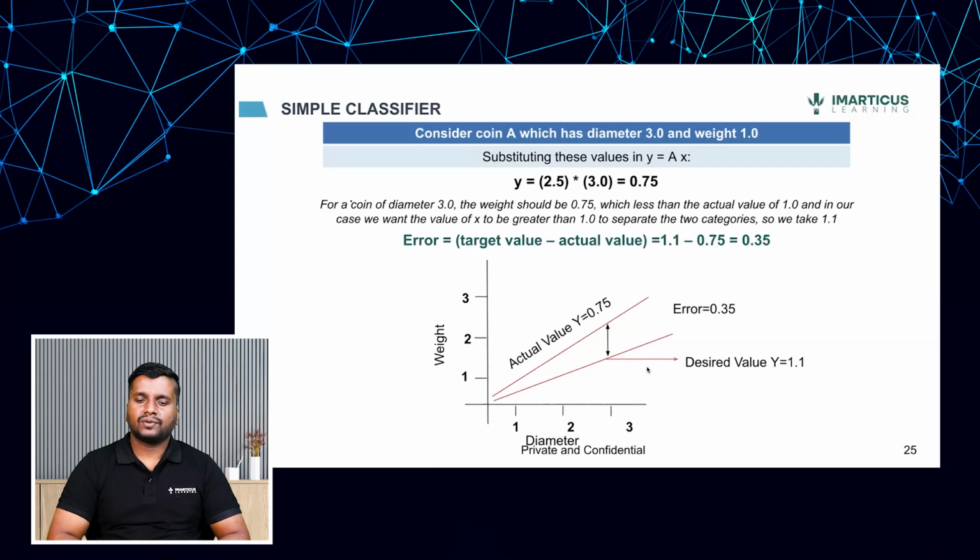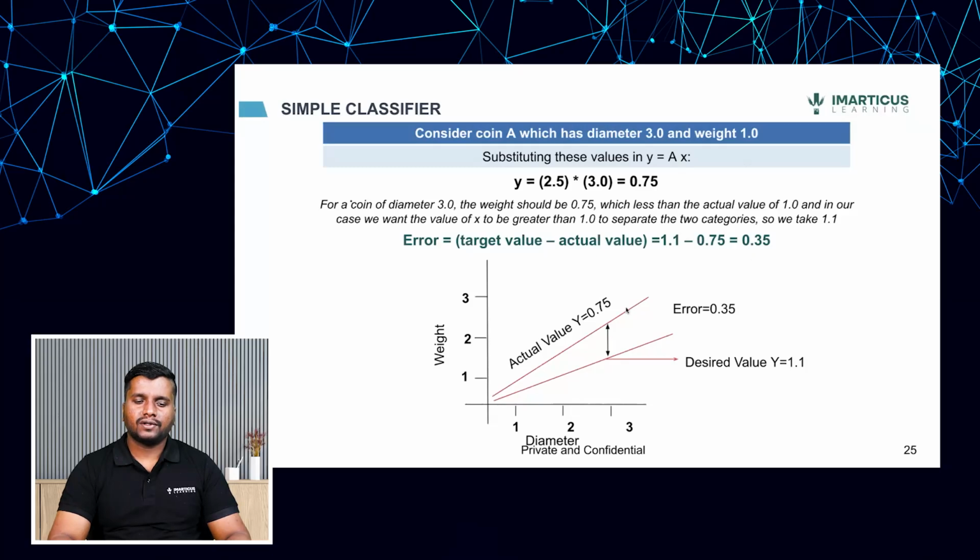So to separate these two categories, we will take the weight as 1.1, and therefore the error that we are going to talk about here is: the target value is 1.1 but our value is 0.75, so 0.35 is the error that we are getting. We got 0.75 because we considered the weight as 1 and put the corresponding values of y and x over here. So if we take this random assumption, 1.1 minus 0.75, the error is 0.35.